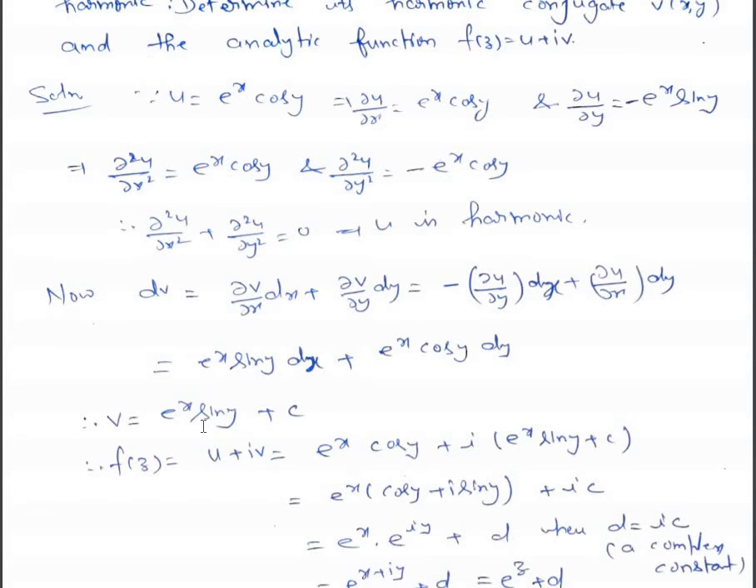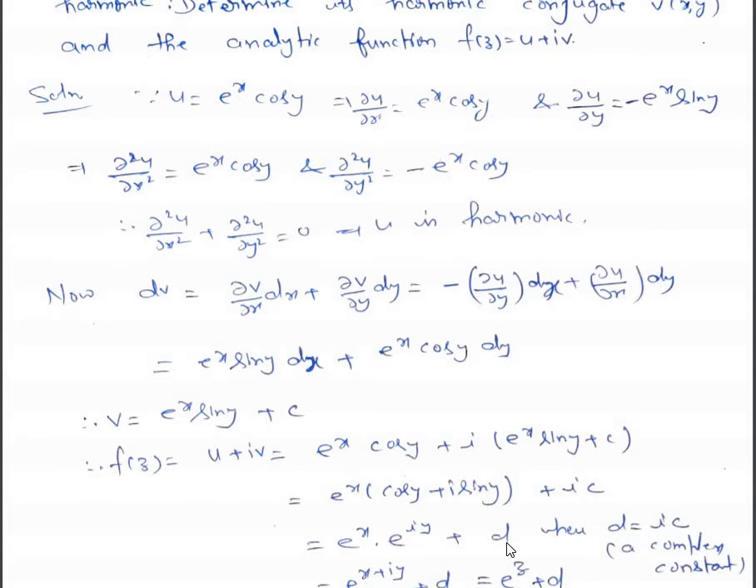So we have e^x sin y, and we will not get any additional term from here, so plus c. Therefore f(z) is equal to u plus i times v. u is e^x cos y plus i times v, which is e^x sin y plus c, which is e^x (cos y plus i sin y) plus i times c. i times c is again a constant.